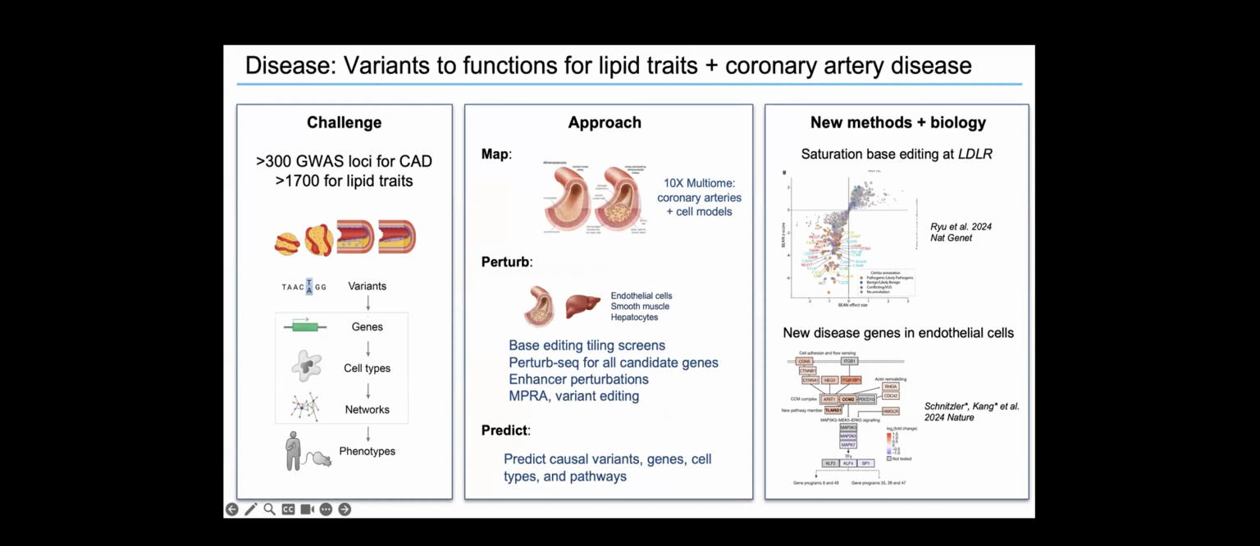And as a final example, certain IGVF projects focus on studying particular diseases and traits. So one area is coronary artery disease and related lipid traits, where GWAS have identified hundreds to thousands of signals. The key challenge here is to link these variants to the genes, cell types, and pathways that they control to influence disease risk.